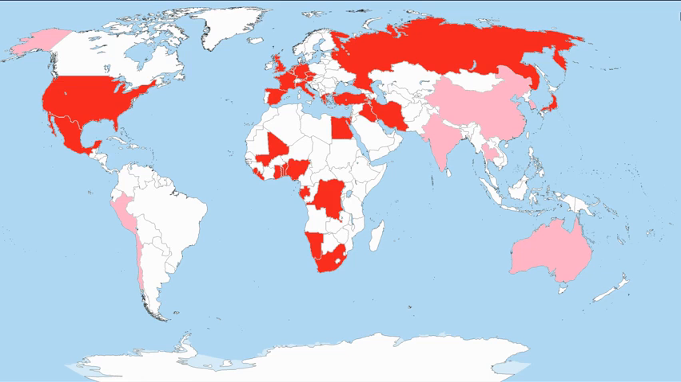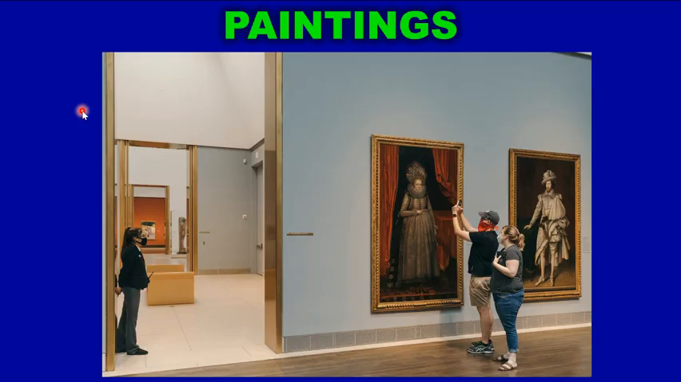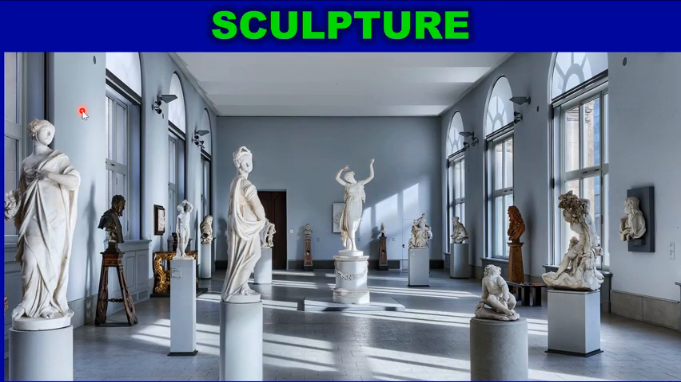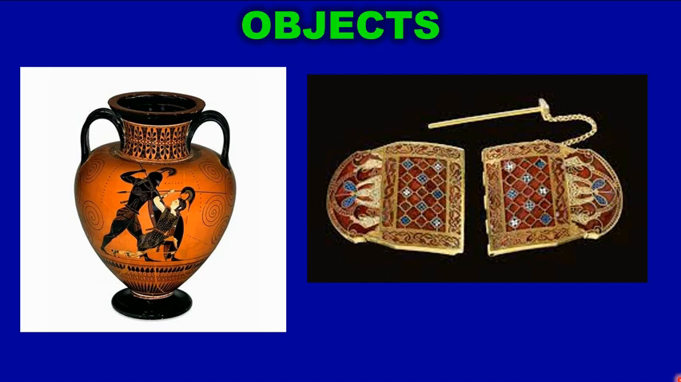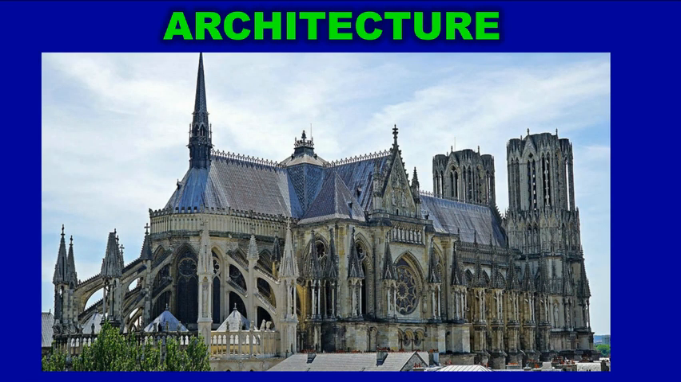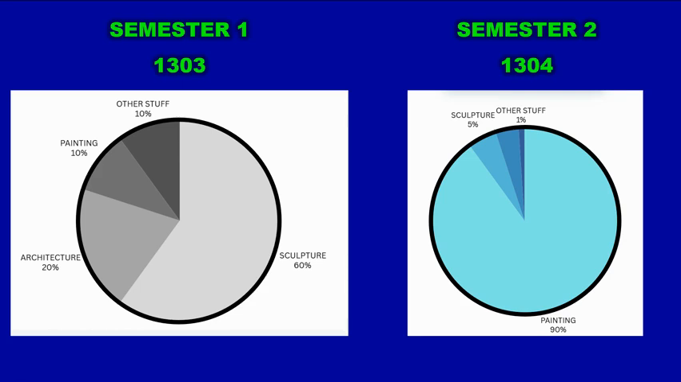In both semesters, we cover artworks from around the world. We'll be looking at paintings, sculpture, objects, and architecture in this class. Now, this is completely unscientific information. I made these up. In the first semester, it's going to be very sculpture heavy. We're going to be looking at a lot of sculpture, a lot of architecture, a little bit of painting, and a little bit of other stuff.